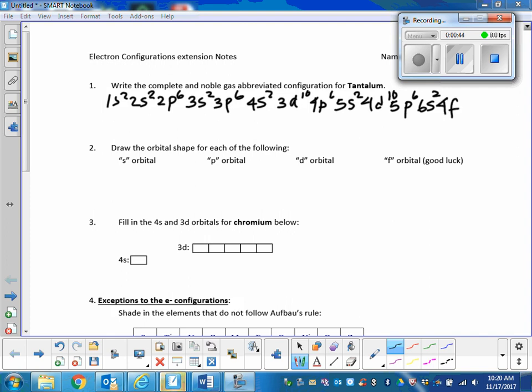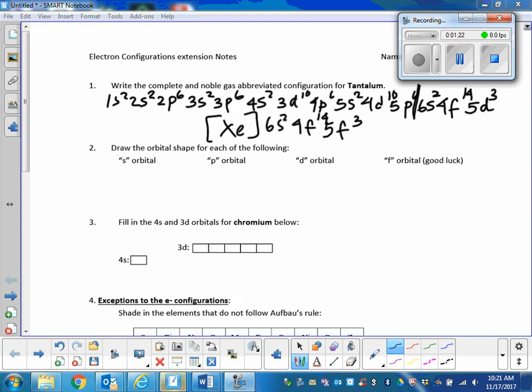Very good. 4f14, and then what? 5d3. All right. So if you were to write the noble gas configuration, where would you start? Xenon. So xenon accounts up until this point, and then it's 6s2, 4f14, 5d3. Everybody good? If in case you get confused, you have these notes to go back to.